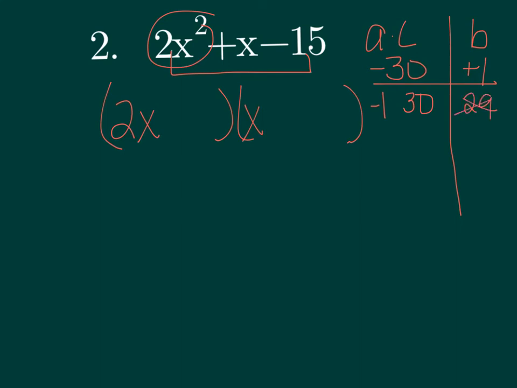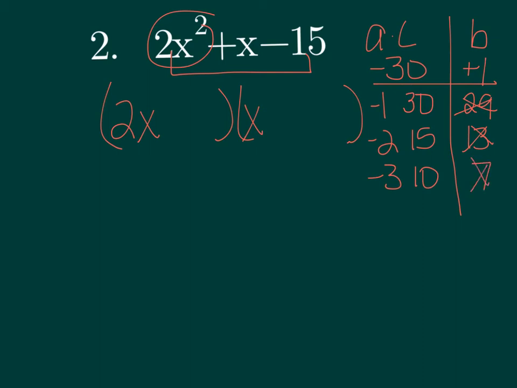Well, I don't want 29. So let's try negative 2 and 15. When I multiply, I get negative 30. When I add, I get 13. Well, I don't want 13. So I'm going to try 3. Negative 3 and 10. When I multiply, I get negative 30, but when I add, I get 7.